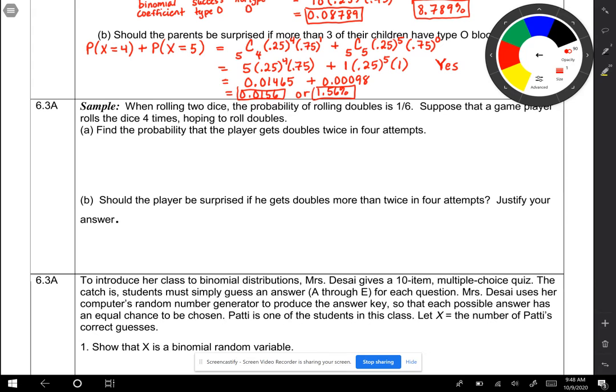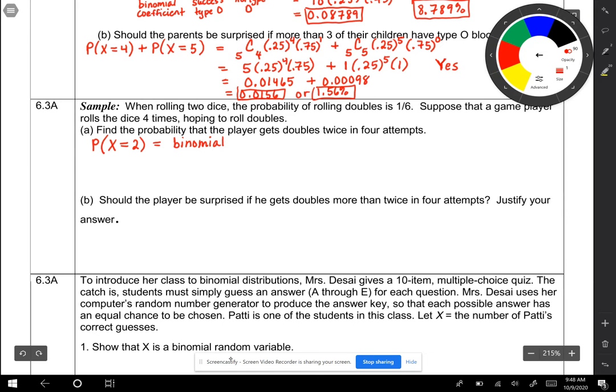When rolling 2 dice, the probability of rolling doubles is 1/6. Suppose that a game player rolls the dice 4 times, hoping to roll doubles. A, find the probability that the player gets doubles twice in 4 attempts. So the probability that the person gets doubles twice in 4 attempts, so x equals 2, exactly 2, would be equal to, here's how you would do it on a calculator, that is.